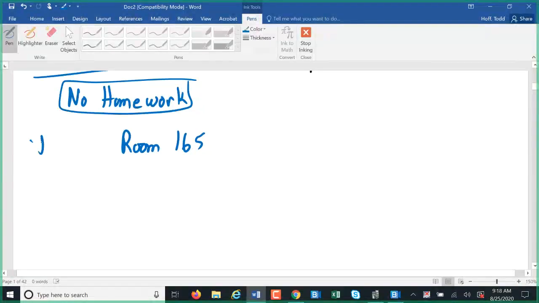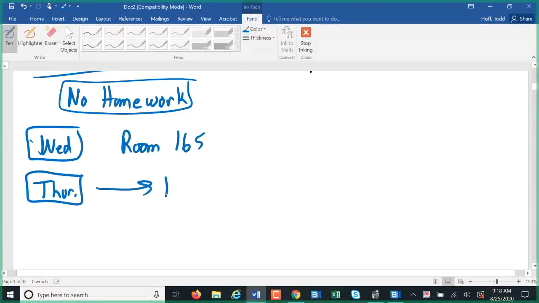For Wednesday. For Thursday, just a reminder, you need to find a place to log in. If you can't log in from home, you'll need to find some other place to log in for class because there is no scheduled classroom for Thursday. Anybody have any questions?